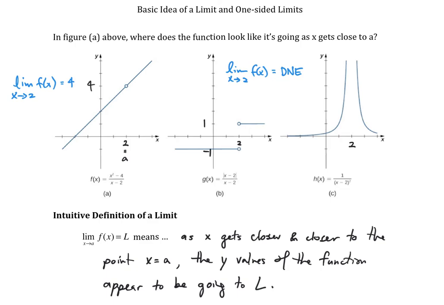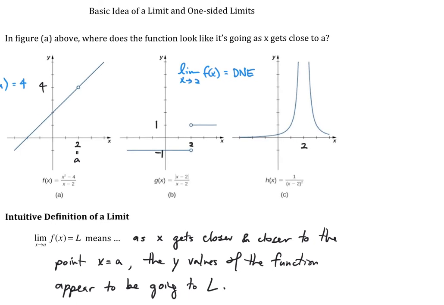For the third case, I'm going to say that the limit as x approaches 2 of f of x, I think this one's going to positive infinity. Because when I come from the left, it looks like you're going to positive infinity. When I come from the right, it also looks like you're going to positive infinity.